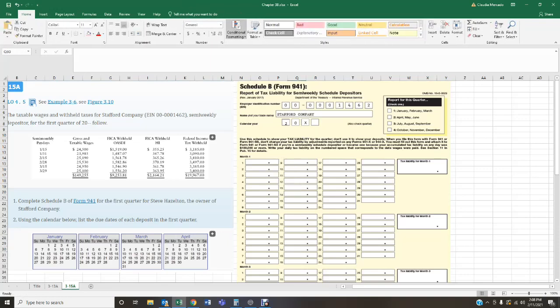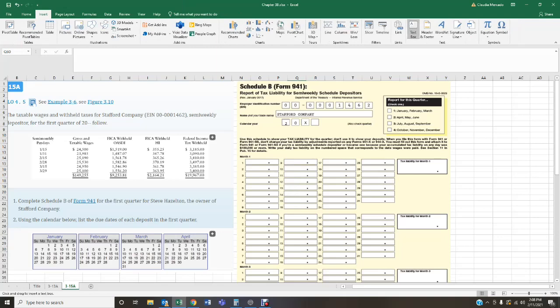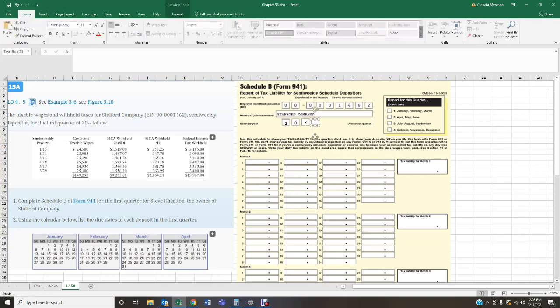Sorry, I'm a little bit slow here, but I have issues with my mouse. I need to get me a better mouse so I can navigate.